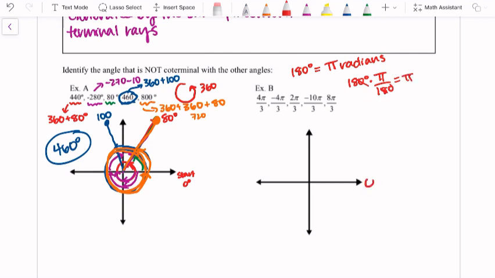So in this case, 0 is going to be where I start. That's our starting point, 0 radians. 180 is going to be pi. And so that means that if I go 360 degrees, that's going to get me to 2 pi.